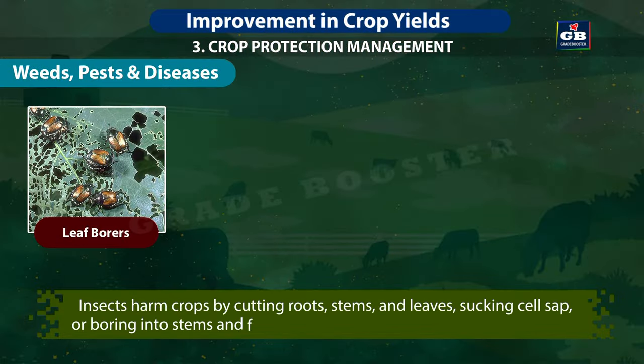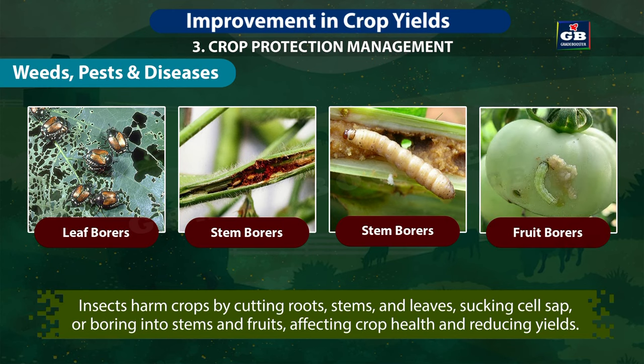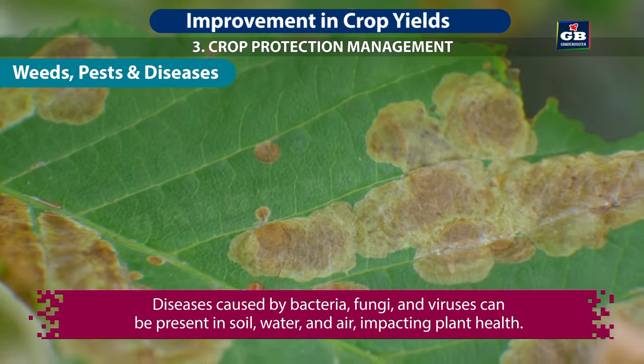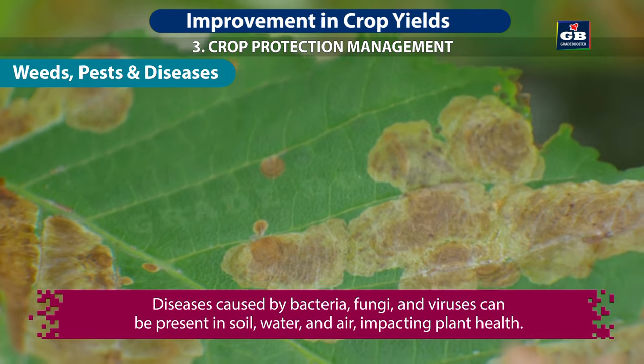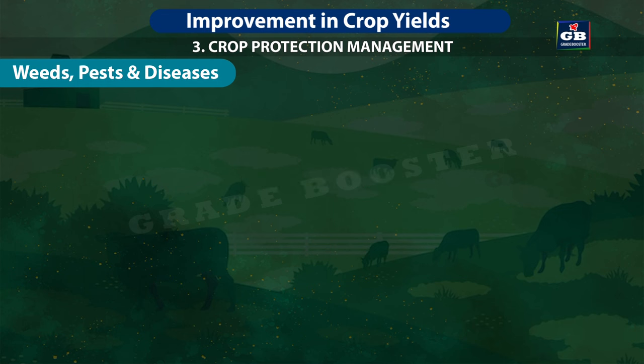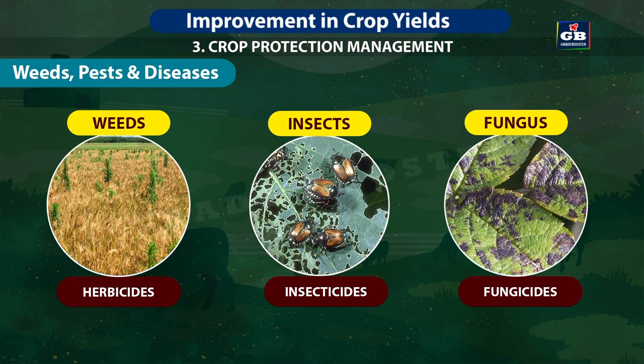Insects harm crops by cutting roots, stems and leaves, sucking cell sap or boring into stems and fruits, affecting the crop health and reducing the yields. Diseases caused by bacteria, fungi and viruses can be present in the soil, water and air, impacting the plant's health. Control methods. Various methods and chemicals like herbicides, insecticides and fungicides help to control weeds, pests and diseases. However, excessive use can harm the environment and other species also.